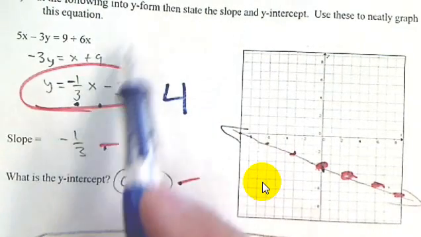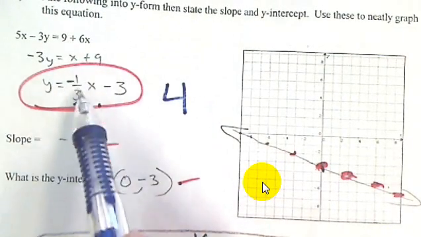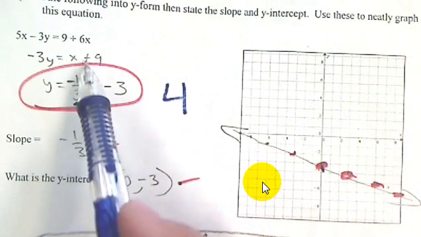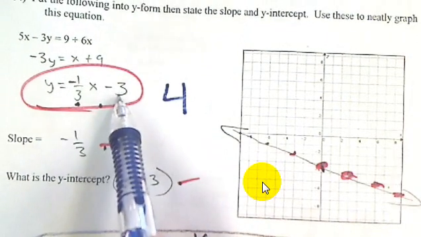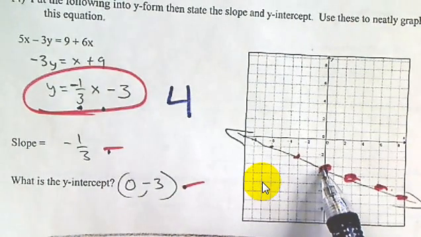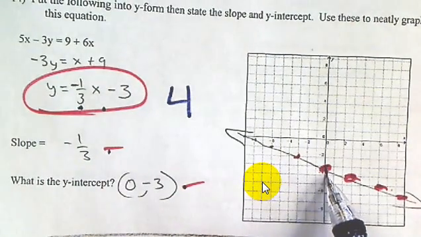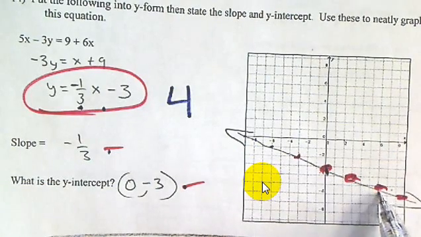The first thing I did is put it in y form. So I subtracted 5x from both sides, divided by negative 3. That's how I get the negative 1/3. And the negative 3, my y-intercept is at (0, negative 3). And my slope is negative 1 over 3. Go down 1 over 3, down 1 over 3, down 1 over 3.